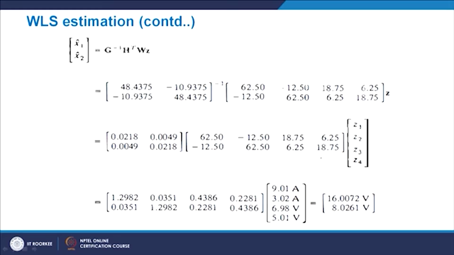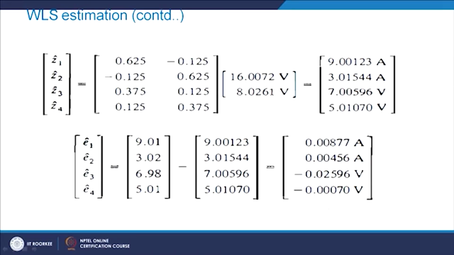So, then if I do this, I get these estimated values. Now, from these estimated values we can possibly infer that probably the true values of V1 and V2 would be somewhere around, I mean V1 would be 16 and V2 would be 8. But now let us look at what is the estimated measured value, or rather what is the true value of the measurement.